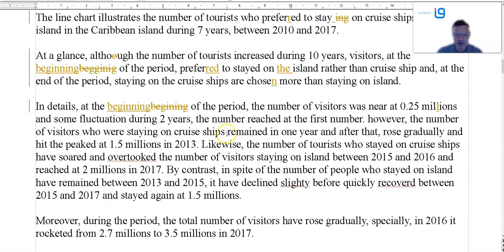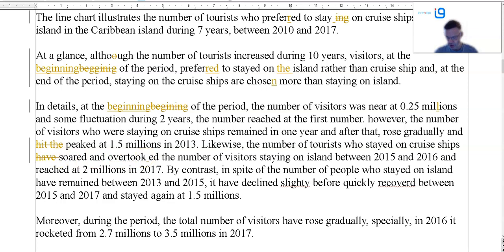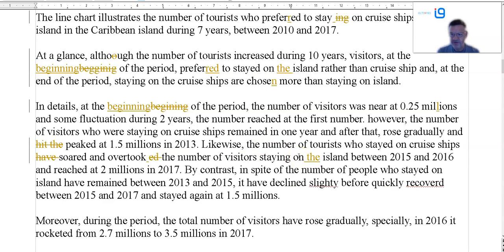However, the number of visitors who were staying on cruise ships remained the same or was constant. And after that hit a peak or simply peaked. Got 5 millions. Likewise staying cruise ships have soared. Well, we wouldn't use present perfect. Soared and overtook the number of visitors staying on the island between 2015 and 2016 and reached, or simply reached 2 million in 2017. By contrast, I've said around, in spite of the fact that we're not.